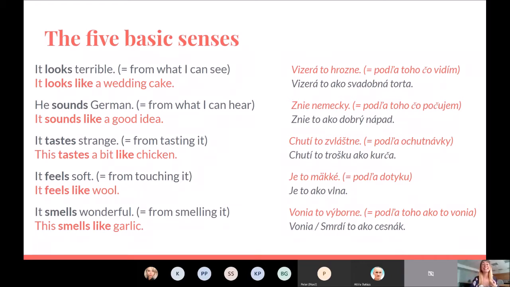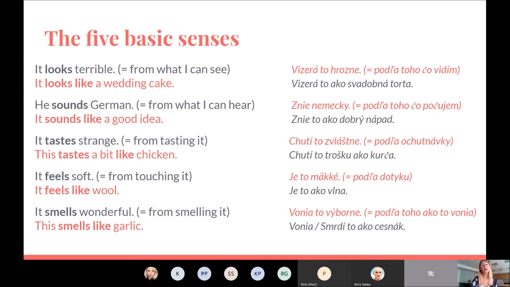When we want to express taste, we simply use the verb taste. It tastes strange. Or the wedding cake tastes very good. Or we can say taste like to express similar taste. This tastes a bit like chicken. So it's not chicken, but it tastes a little bit like chicken. So taste or taste like.